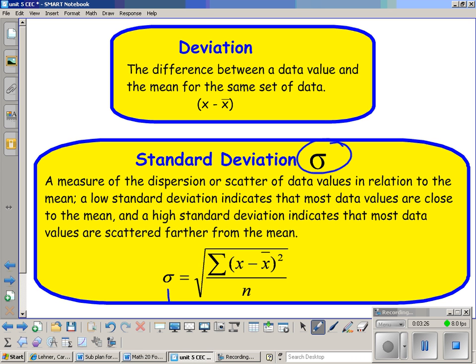So this symbol represents standard deviation. This symbol here is called sigma notation, and it represents finding the sum. The mean is represented by x with a line over top of it. N refers to your number of data pieces or data values that you have. So if we think of the basketball one, that would be 10 games. So there's 10 pieces of data. And that's how we would find our formula.